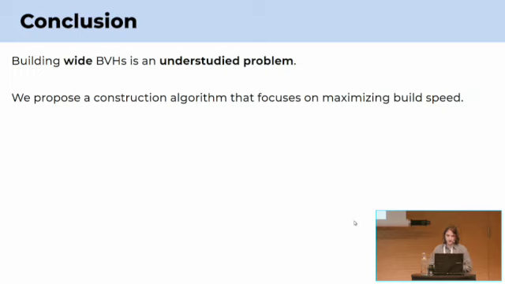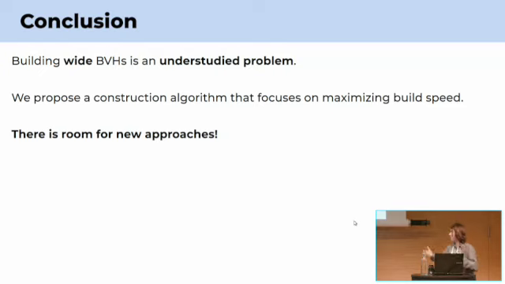So in this paper, we propose a construction algorithm that focuses on a specific trade-off where we want to maximize build speed. So this is, let's say, one data point in what's possible in the space of building these wide hierarchies. But I really believe that there is room here for new approaches that look at different trade-offs, or even revisit ideas that maybe didn't completely work out for binary hierarchies, but might make sense in the context of wide hierarchies. And yeah, you can try it for yourself, try to solve this problem. I think you might get some papers out of it.